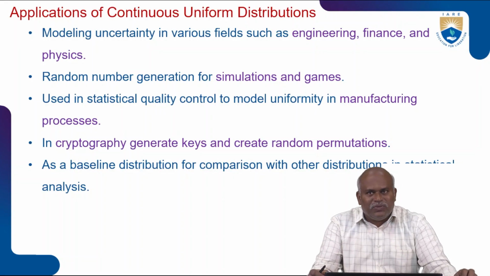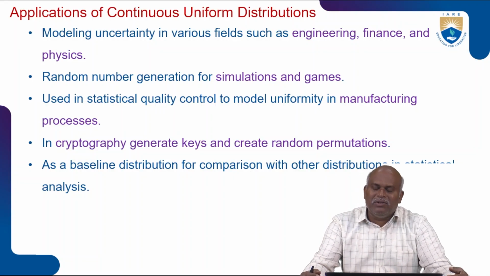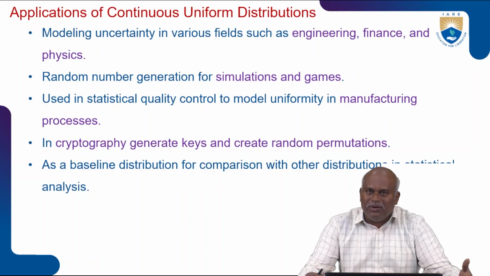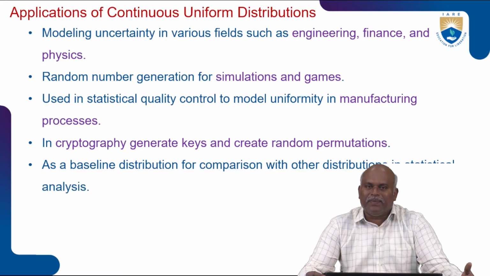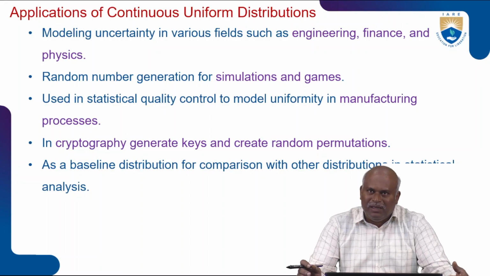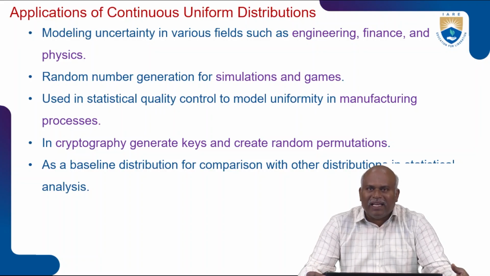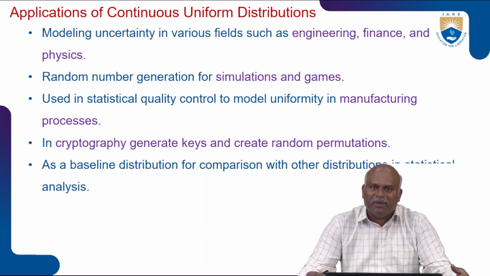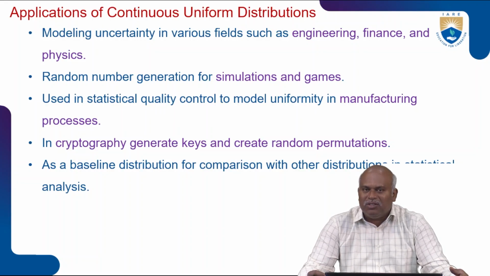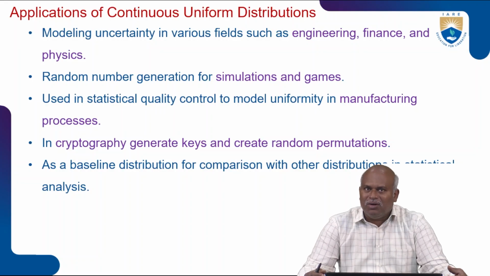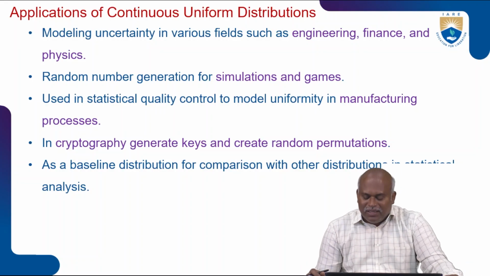Next, we use random numbers when doing simulation as well as gaming applications, so they need random numbers. It is also used in statistical quality control to model uniformity in manufacturing processes. It is used for cryptography techniques in network security. So there are many ways to apply it in the engineering field.